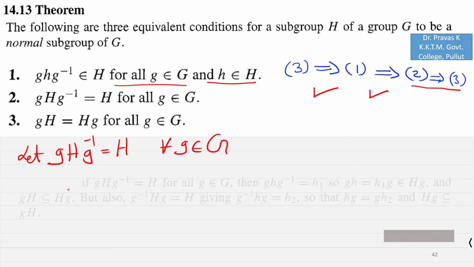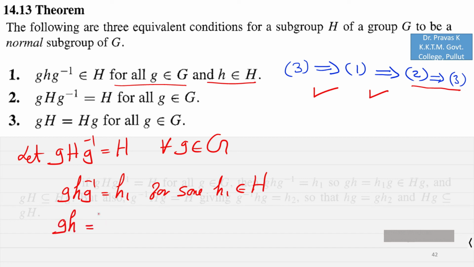So we assume that gHg inverse is H for every g in G, which means that any element in the first set is equal to h1 for some element h1 in capital H, which you can modify to gh is equal to h1g, and you can see that this h1g is an element in the set capital Hg. So which means that gH is a subset of Hg.